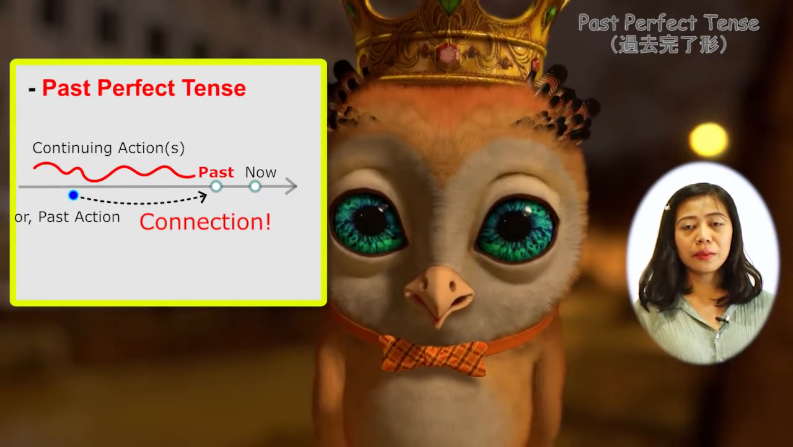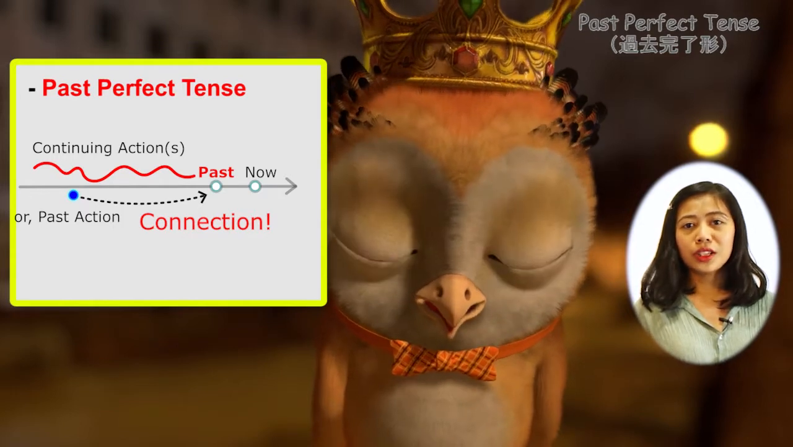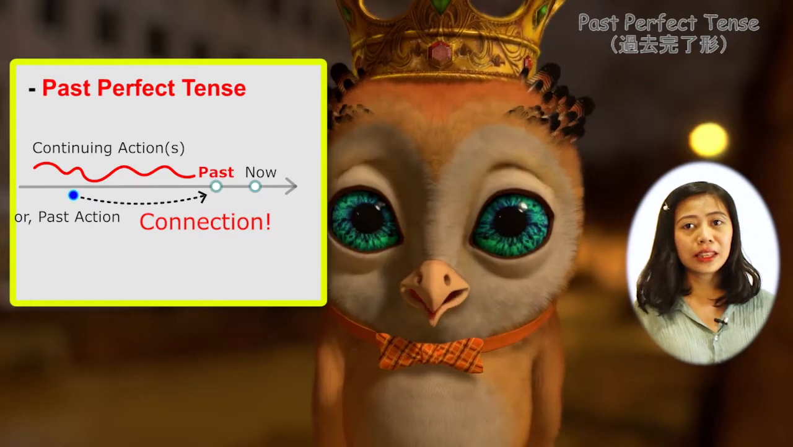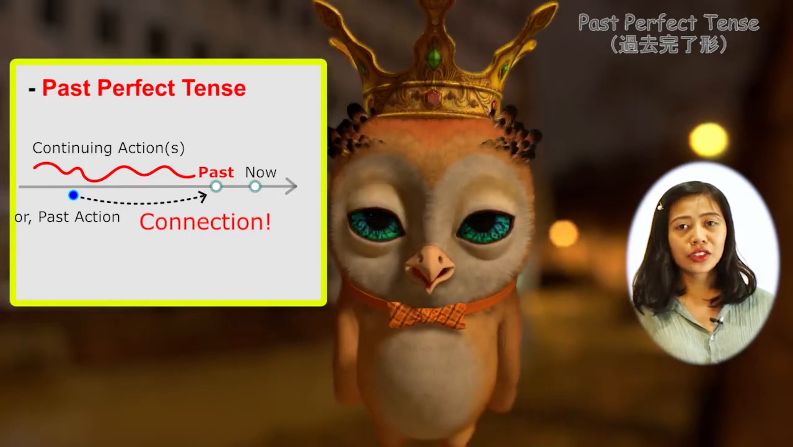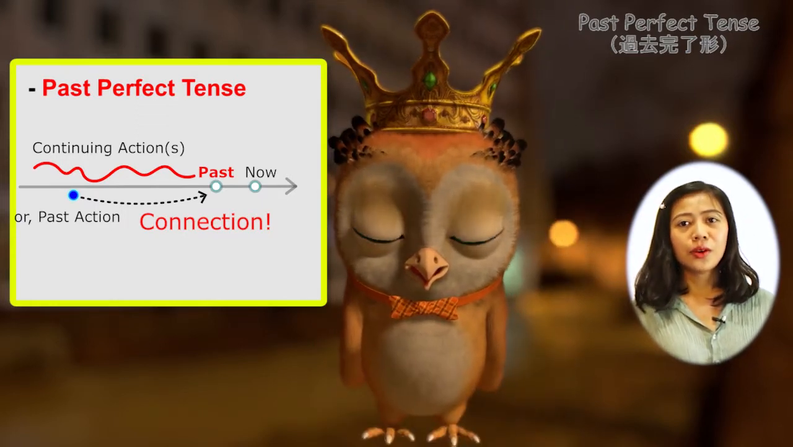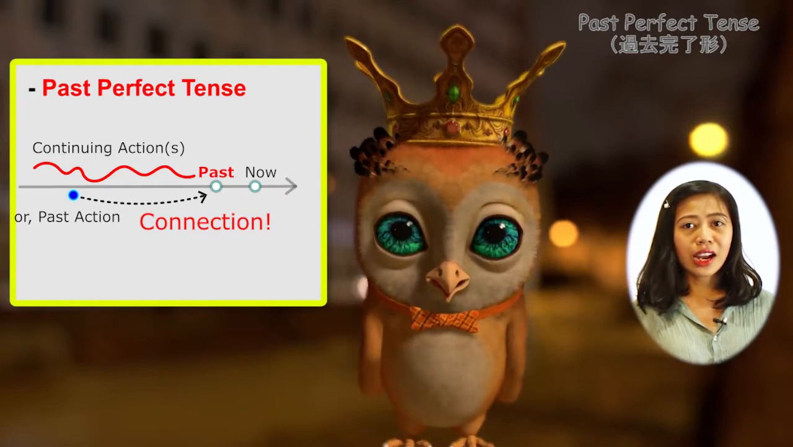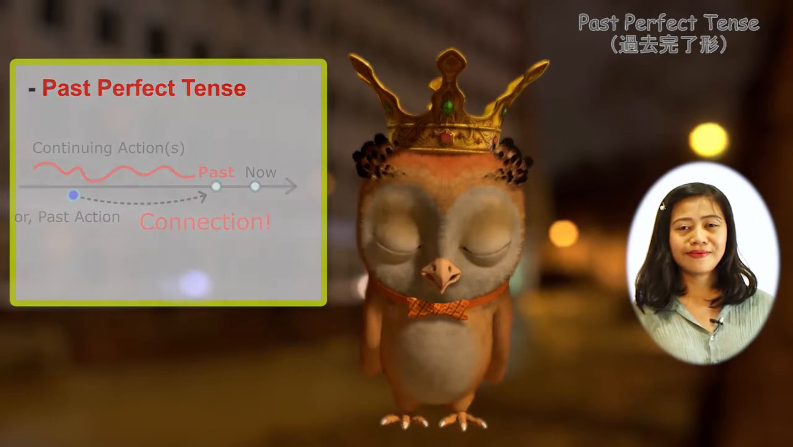We use the past perfect when we want to emphasize that an action was completed in the past when another action occurred, and when we want to convey the sequence of events or actions in the past.